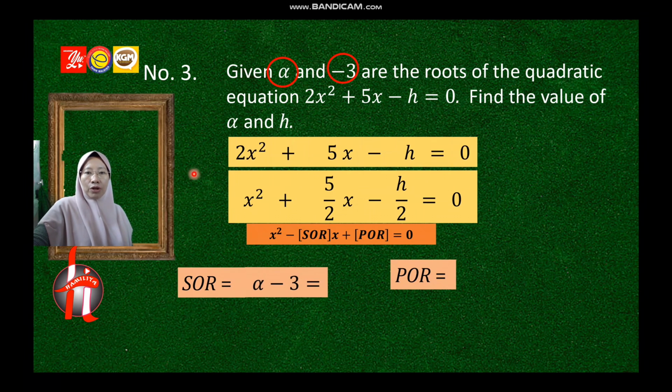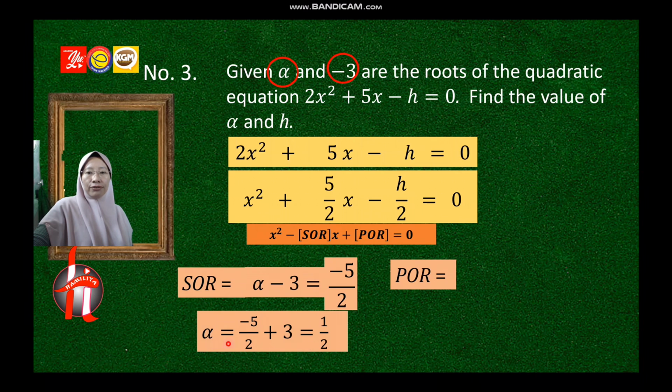So the sum of roots, alpha plus negative 3, so alpha minus 3. And then we compare with the one in the equation. So in the equation, the SOR or the sum of root is 5 over 2. And now we can simplify and calculate the value of alpha.